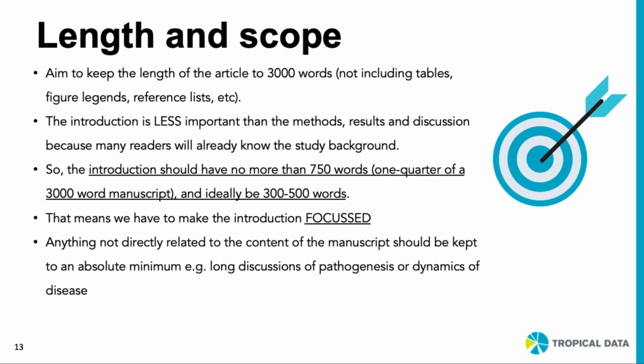However, many readers will already know the background to these surveys, so the introduction is arguably less important than the methods, results, and discussion sections. So ideally, you should aim to keep the introduction really succinct and focused, around 300 to 500 words long. Anything not directly related to the content of the manuscript, for example, long discussions of pathogenesis or dynamics of disease, should be kept to an absolute minimum.